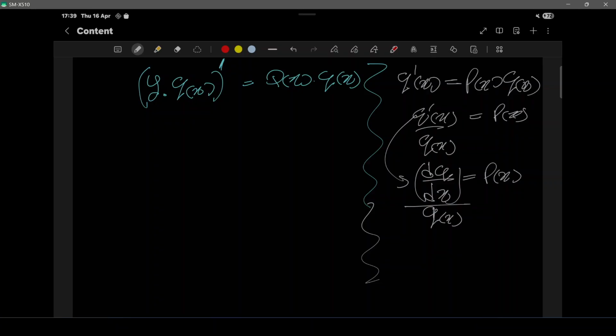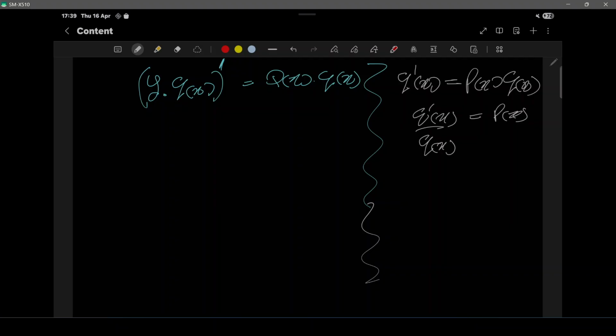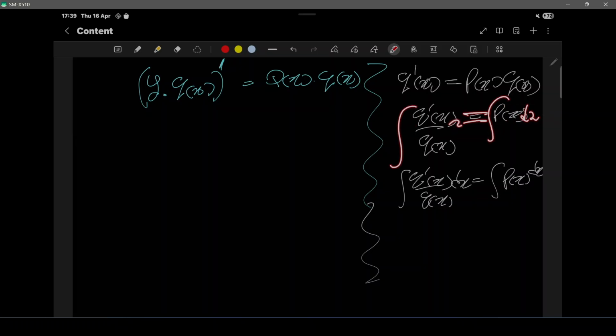Oops, sorry guys, I messed up all the things. This is wrong. This is not the way, because there are no several variables, there's only x here. So what we have to do is integrate both sides with respect to x. This should be equal to the integration of P(x) dx. If this is equal, the integration with respect to the same variable should also be equal.